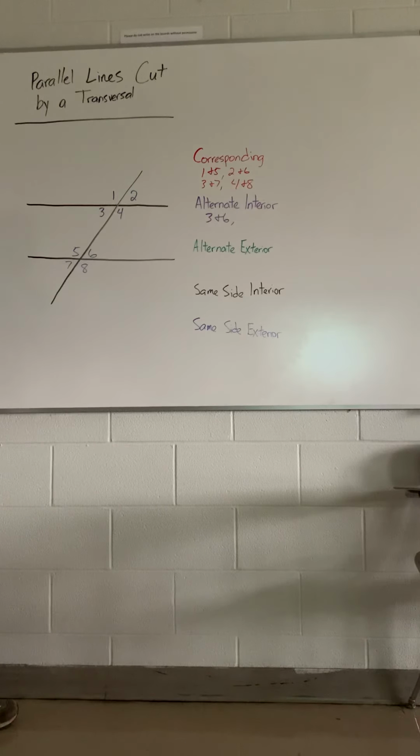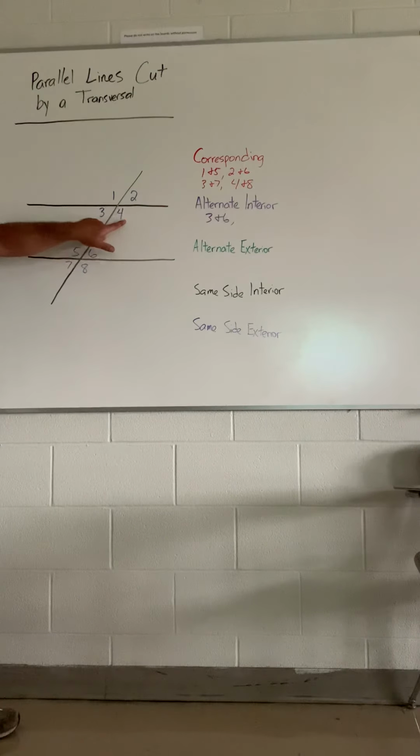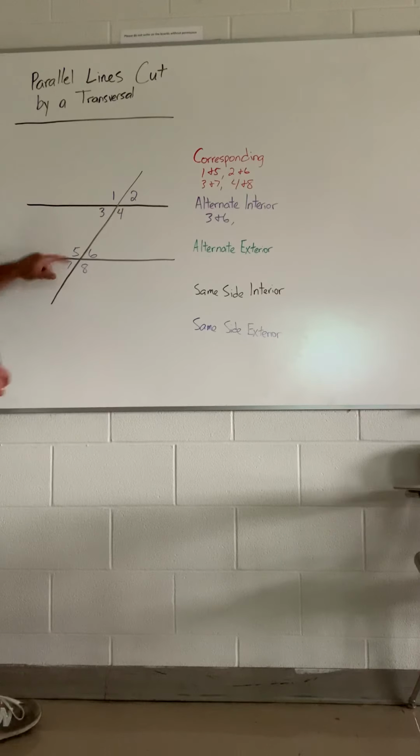Okay. Several you've already guessed by now. 4 is on the inside, and we go to the alternate side, inside, 4 and 5.